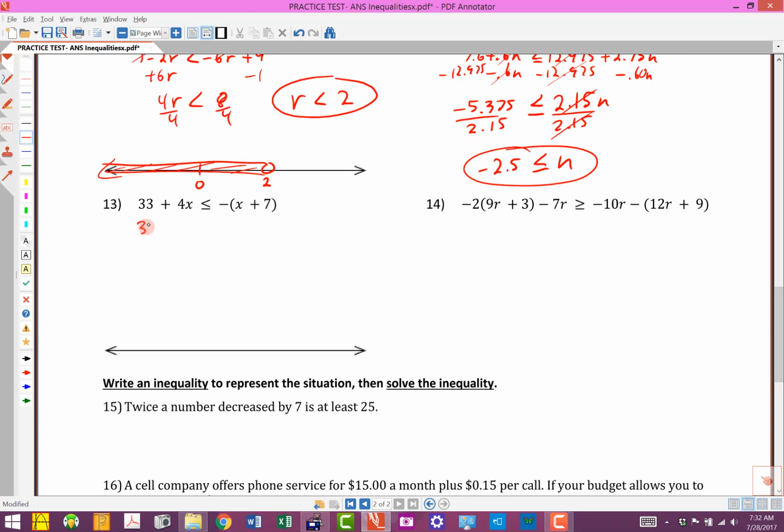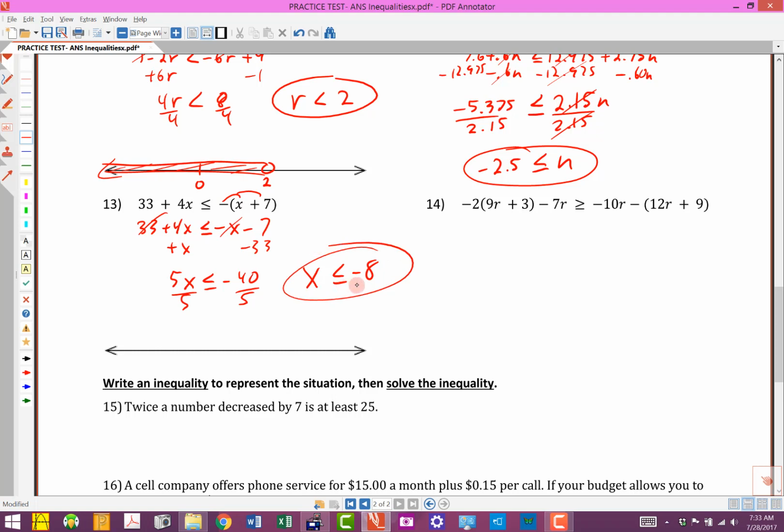Let's see, 33 plus 4x, nothing to simplify over there. Some distributing, we are going to distribute a negative through, but all we're doing is simplifying that side. We're not multiplying both sides by a negative, so we don't have to switch the direction. Add x to both sides, subtract 33 from both sides, so we get 5x. Again, we were just adding or subtracting, so that's not going to change the direction. Divide by 5, so those will cancel, and we divided by a positive, so we don't change the direction. We get x is less than or equal to negative 8.